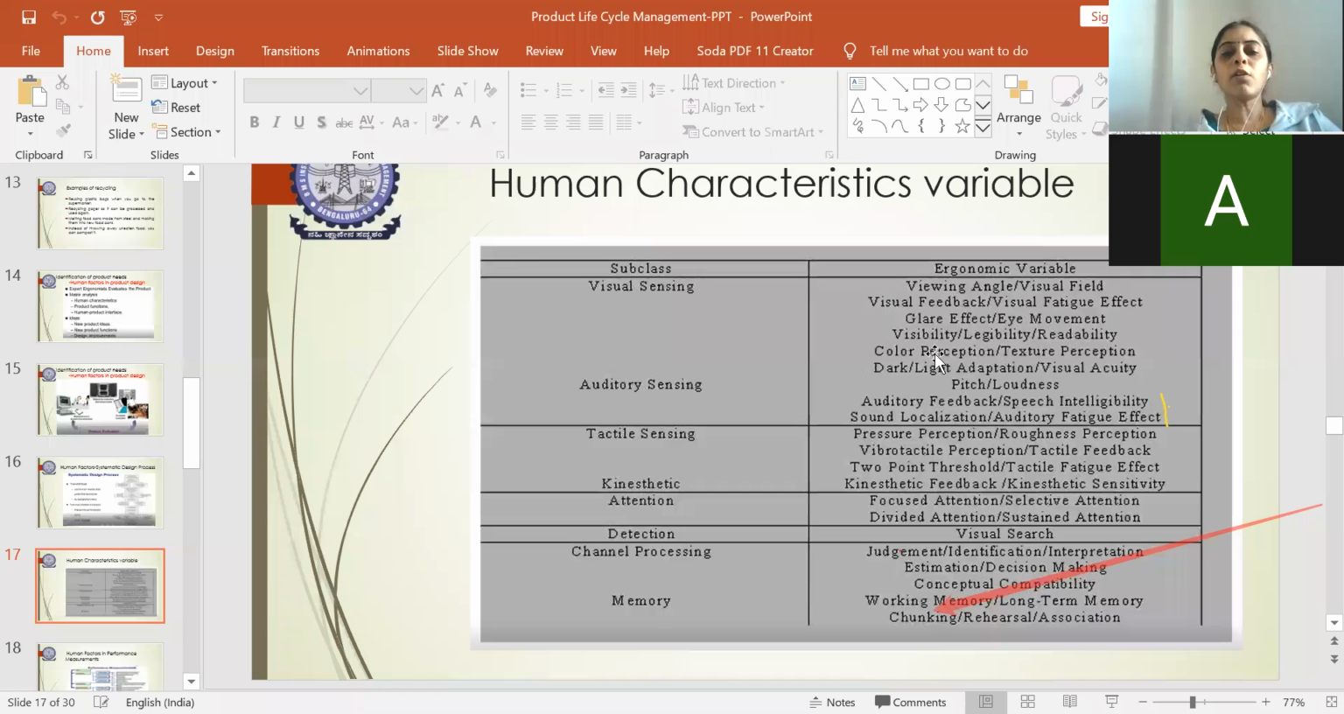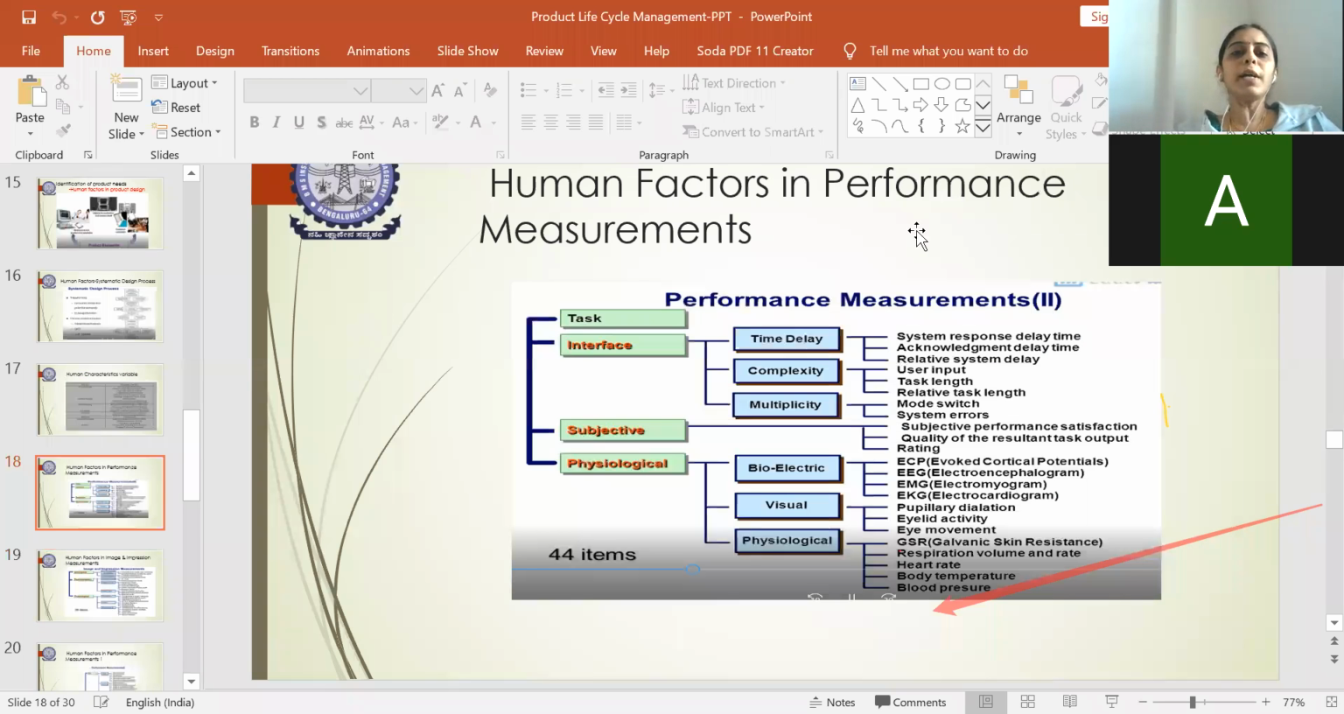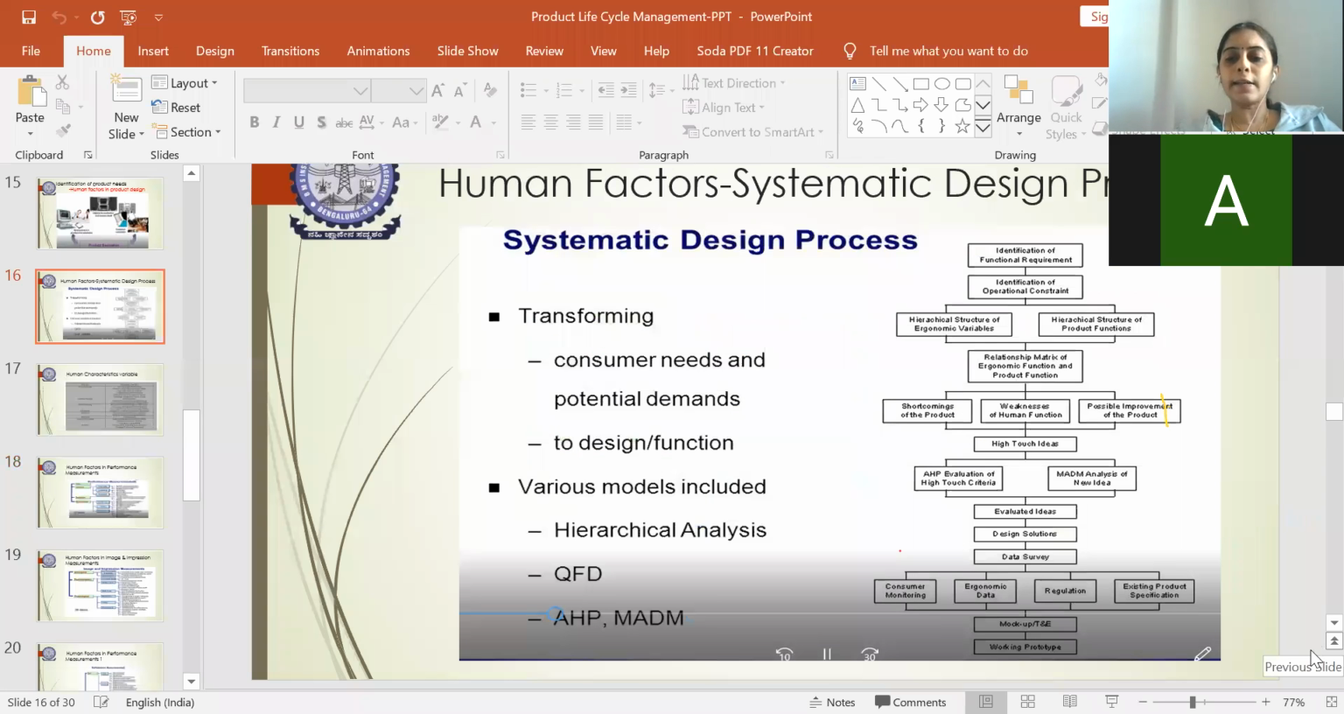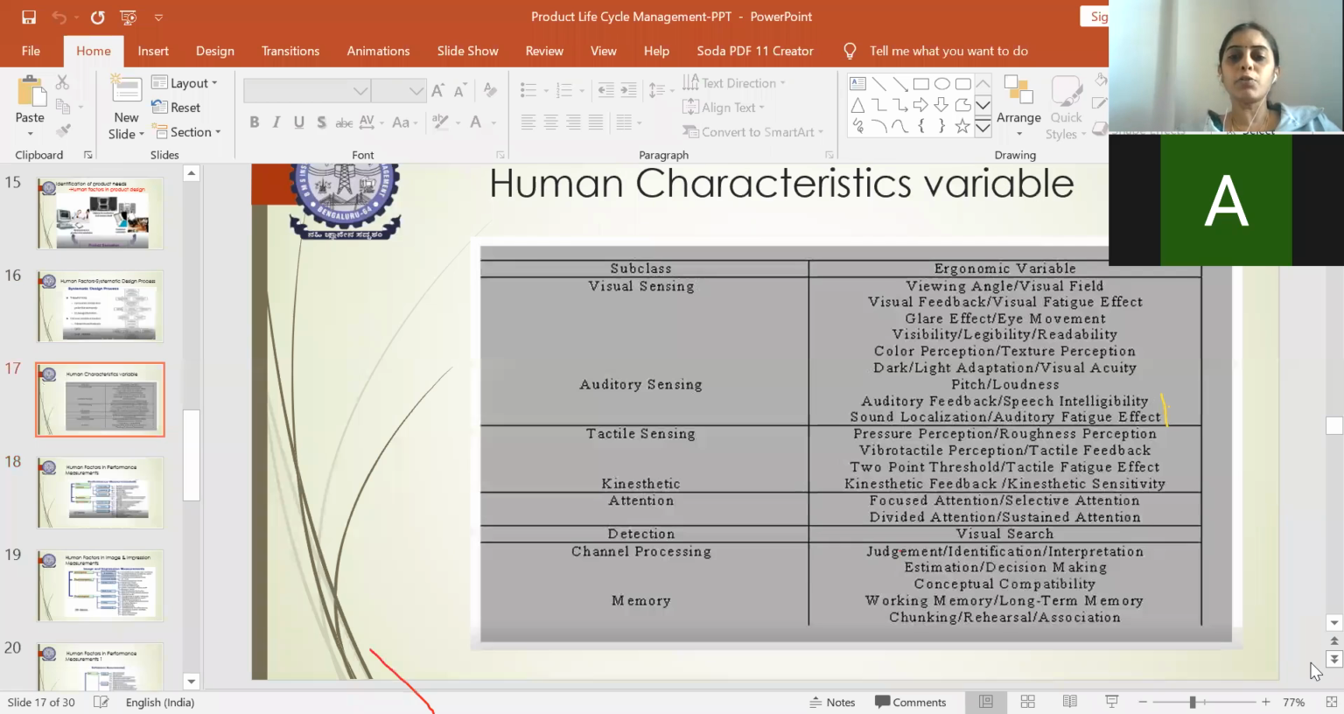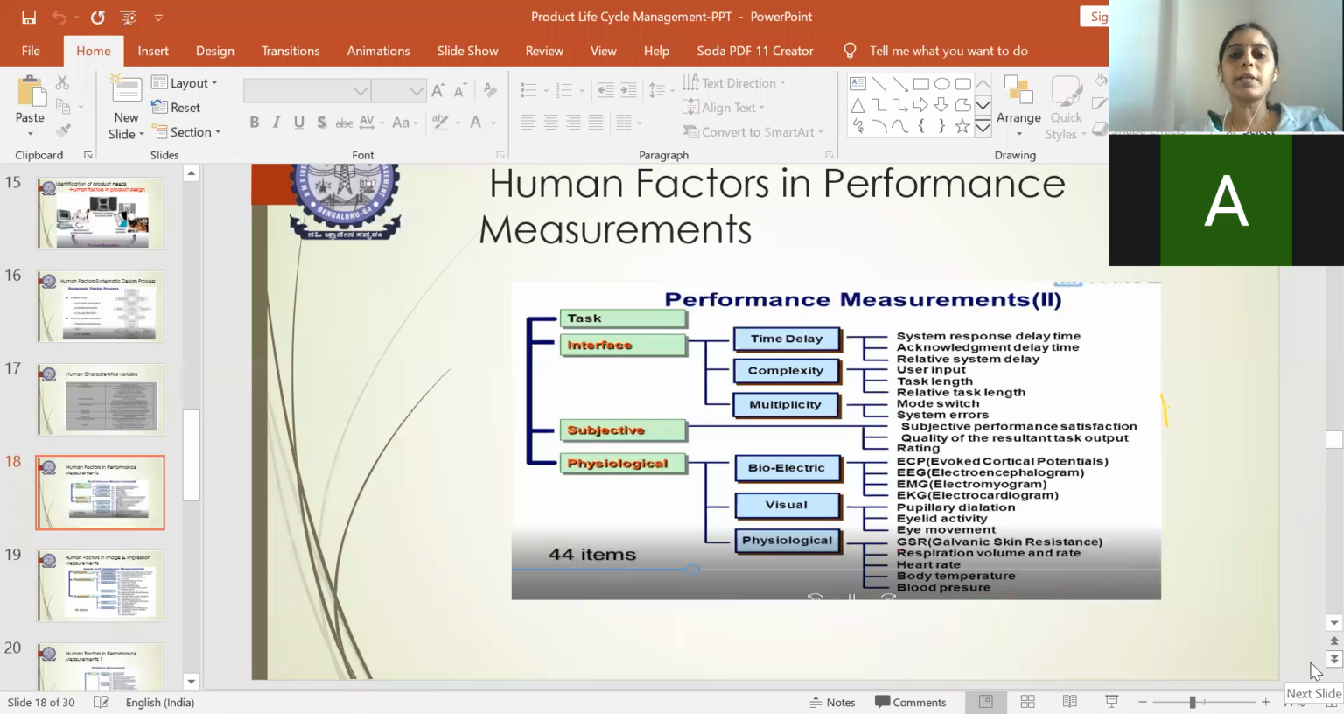Okay, so all these concepts are also taken care of by the intervention of human beings, and these are associated as the variables for human characteristics. Apart from that, it is also explained related to the human factors in performance measurement. So I told you this is before the product is manufactured, at the design level. After the design level, various performance measurements will also be taken care of.